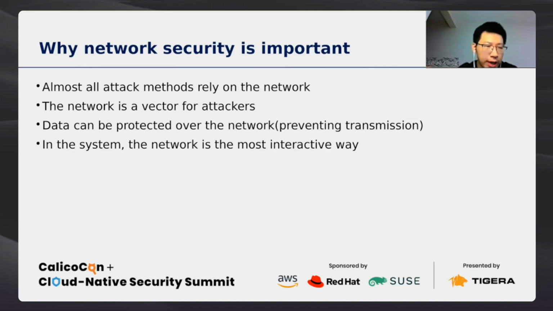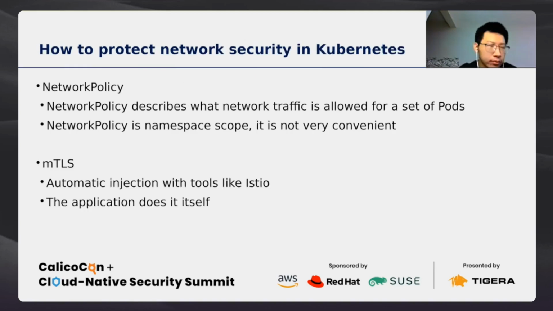Also, the challenges are network dependent. We can't directly block the network connectivity because in a microservice architecture there will be thousands of microservices that need to communicate with each other. Next, we will look at how to secure the network in Kubernetes.